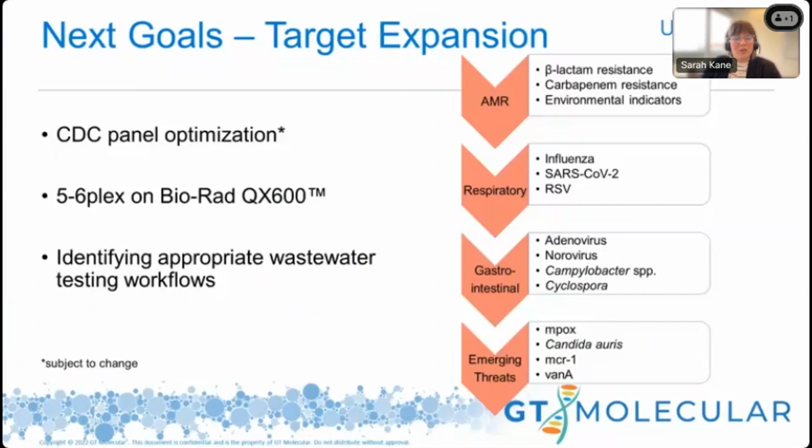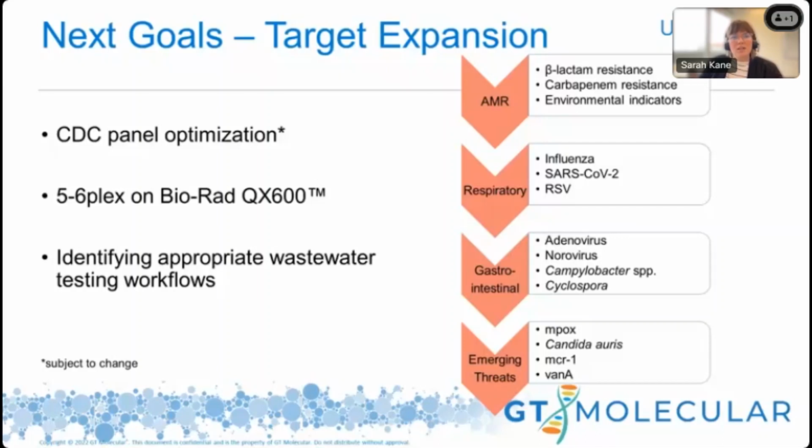Okay, so I also alluded to this earlier. The CDC came up with their list of targets of interest for the next phase of wastewater surveillance. As you can see on the right-hand side, this 30 target panel is comprised of antimicrobial resistance genes, upper respiratory pathogens, gastrointestinal pathogens, and pathogens and AMR targets that are considered emerging threats.